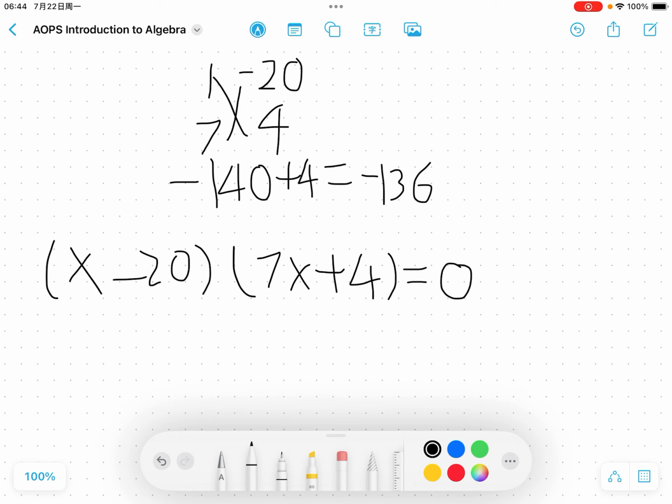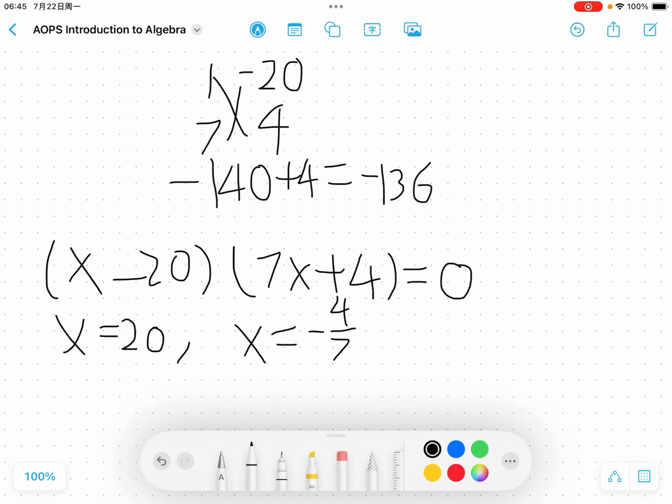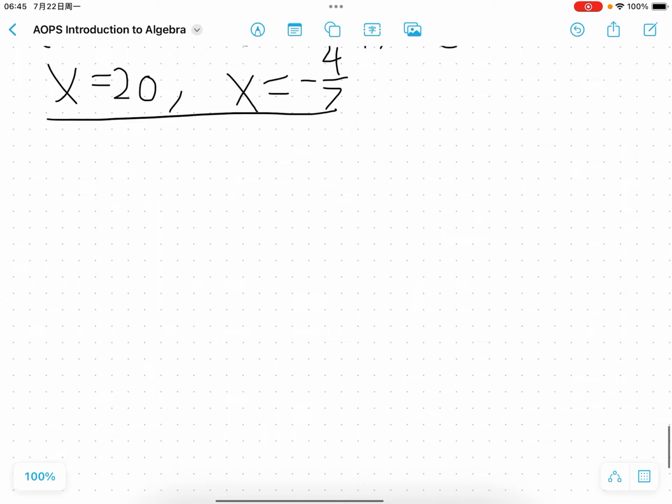So this is simple because we know that for this expression to be true, either x minus 20 equals 0, or 7x plus 4 equals 0, which means that x is negative 4 over 7. Now we just see if there are any extraneous solutions, because we squared both sides a couple of times. So we have to plug these two values into the original equation and see if they work.